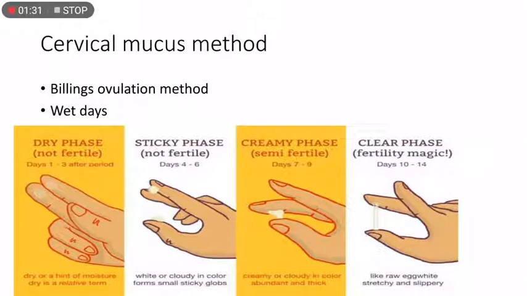So the sticky phase is followed by that. She is again not fertile during the sticky phase when the cervical mucus is pretty thick, and if it's creamy, she is semi-fertile. But then when the cervical mucus is able to stretch like a raw egg, stretches a lot, it is so stretchable because it's so clear. It's called the fertile period. So that's the fertile period. So just don't have sex during that period.